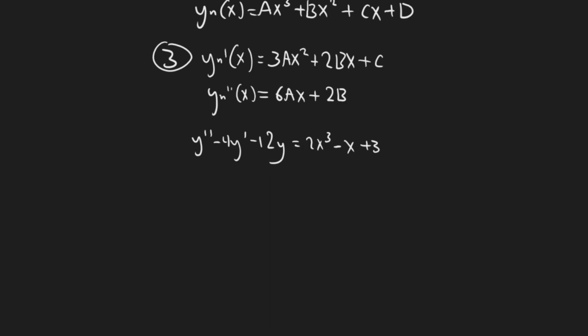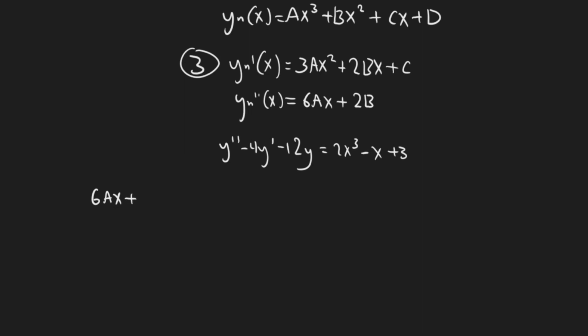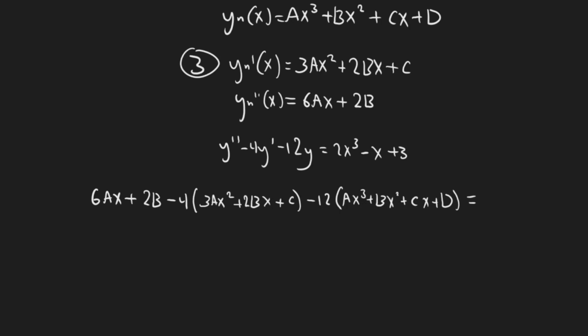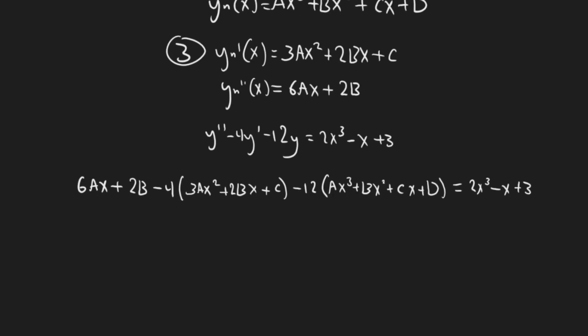So this is going to take up quite a bit of room actually, so I'll start kind of over on the left hand side. So y double prime we just said was 6ax plus 2b, like so. Then we have a minus 4 times y prime, which we said was 3ax squared plus 2bx plus c. And then we have a minus 12 multiplied by just y, which we said was ax cubed plus bx squared plus cx plus d, which is still equal to the original right-hand side of 2x cubed minus x plus 3. All right, so now we just distribute the 4 and the 12, and then we'll group by the power of x.